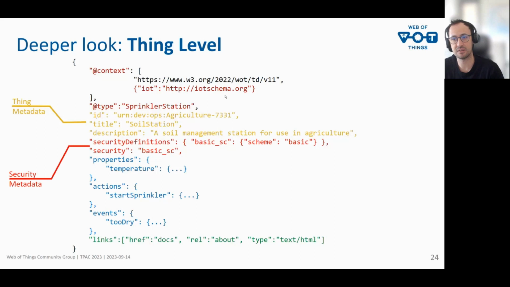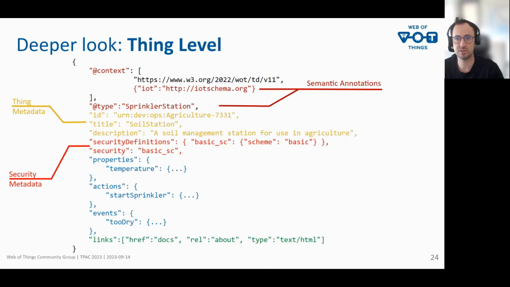You have security metadata. One other important thing that I missed to tell you before is that together with the forms, you are also able to explain security constraints. So what the clients need to do to access the resources is posed within a thing description.